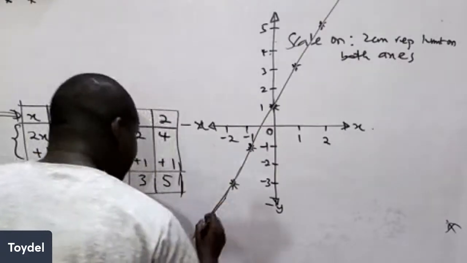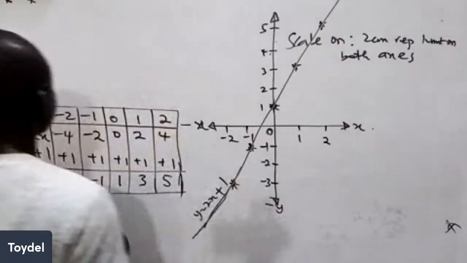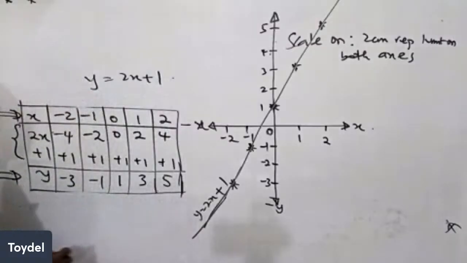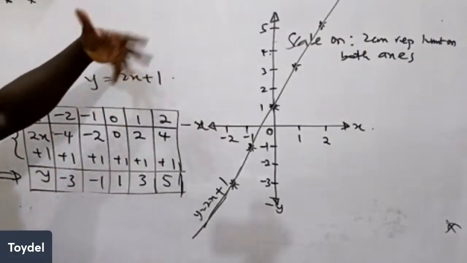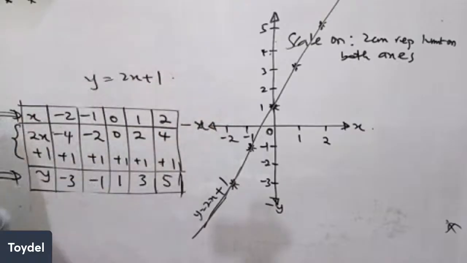It's always a straight line. So this is the graph of y equals 2x plus 1. That's the graph. Then from the graph, you can use it to solve all the given questions that will be required here.